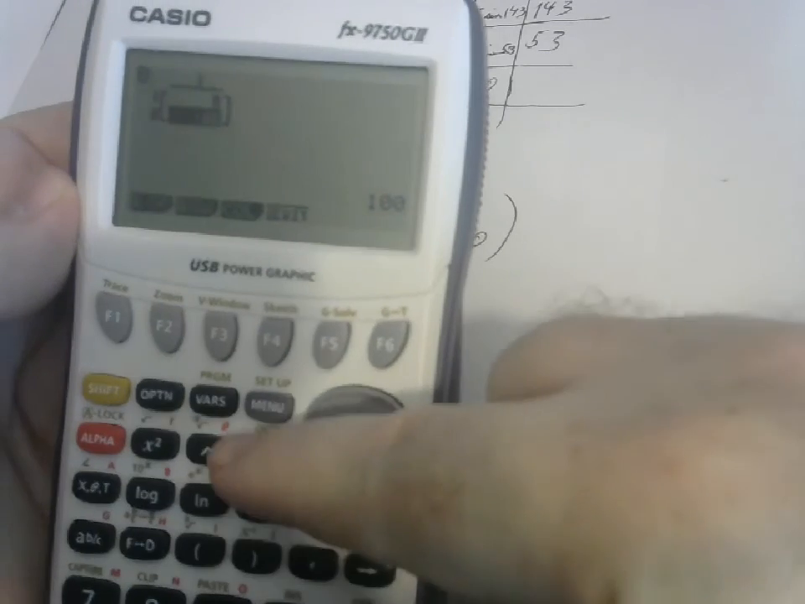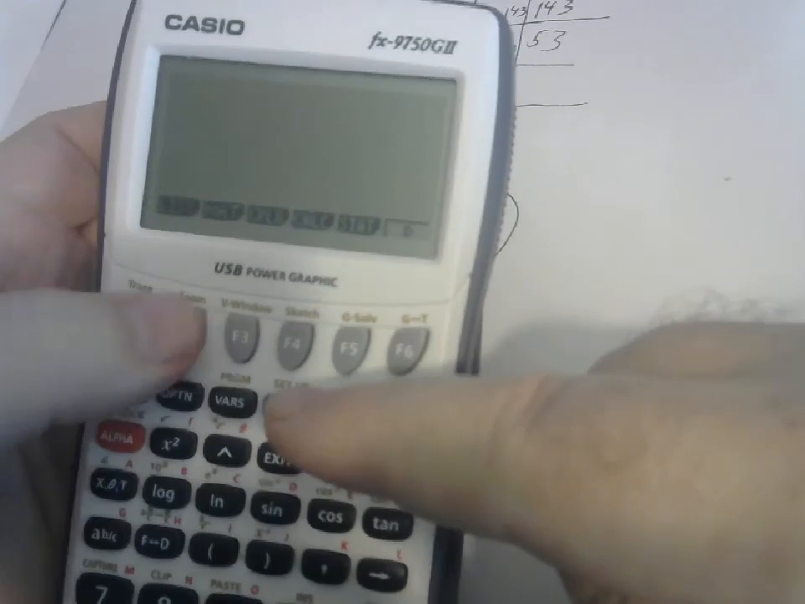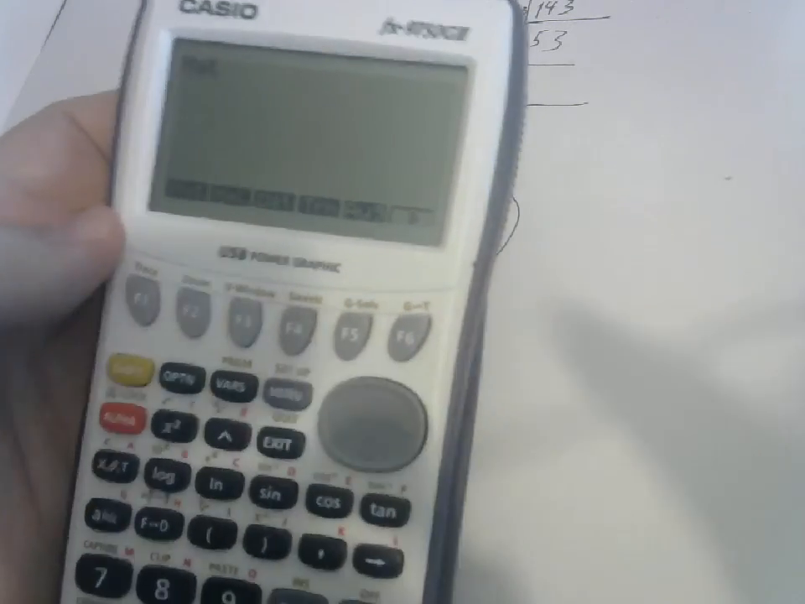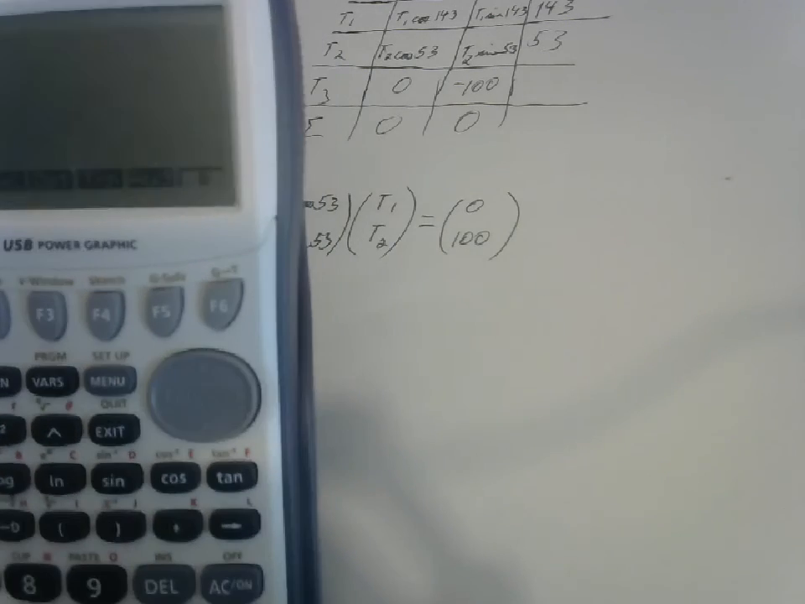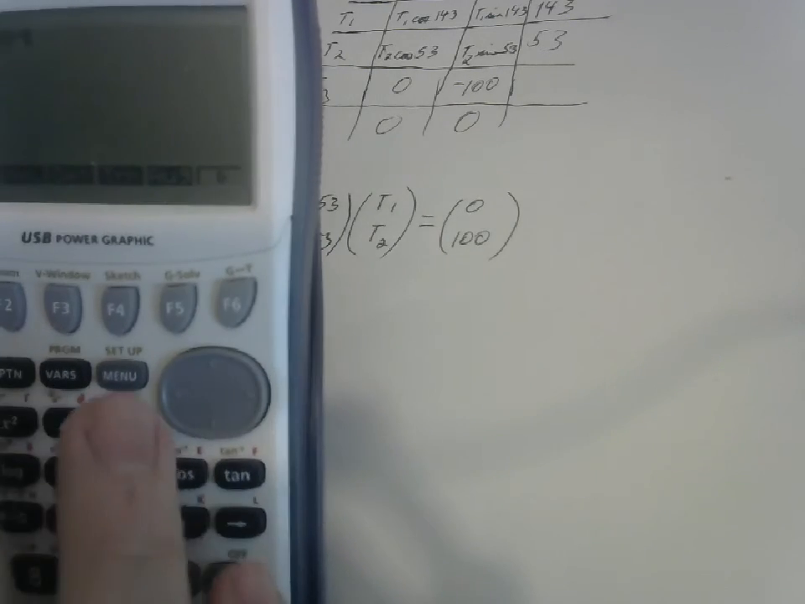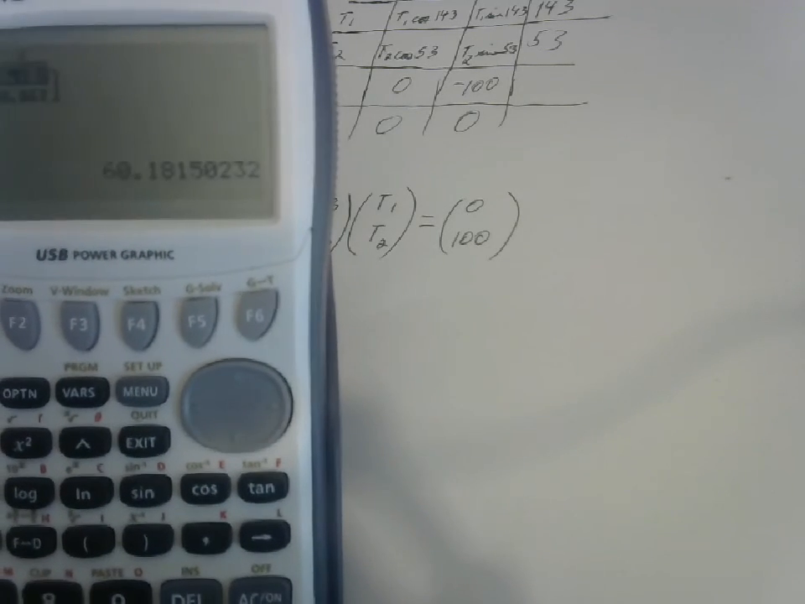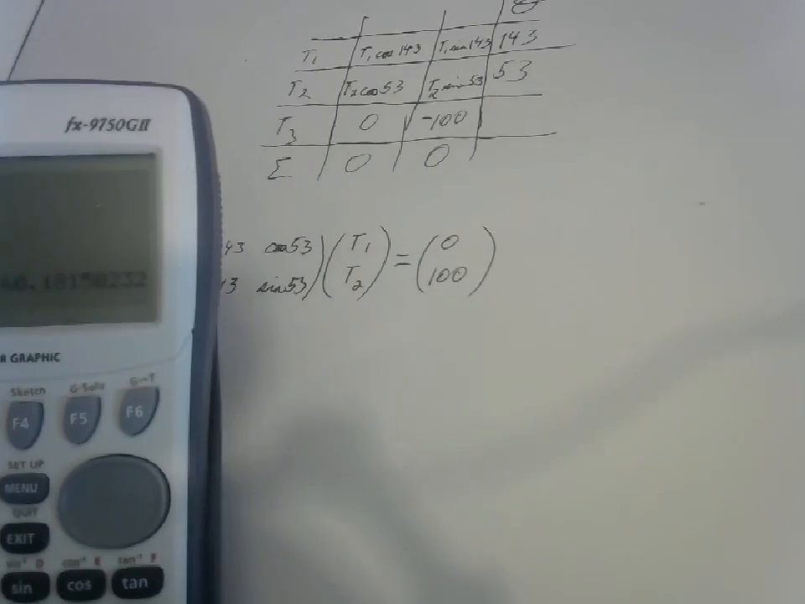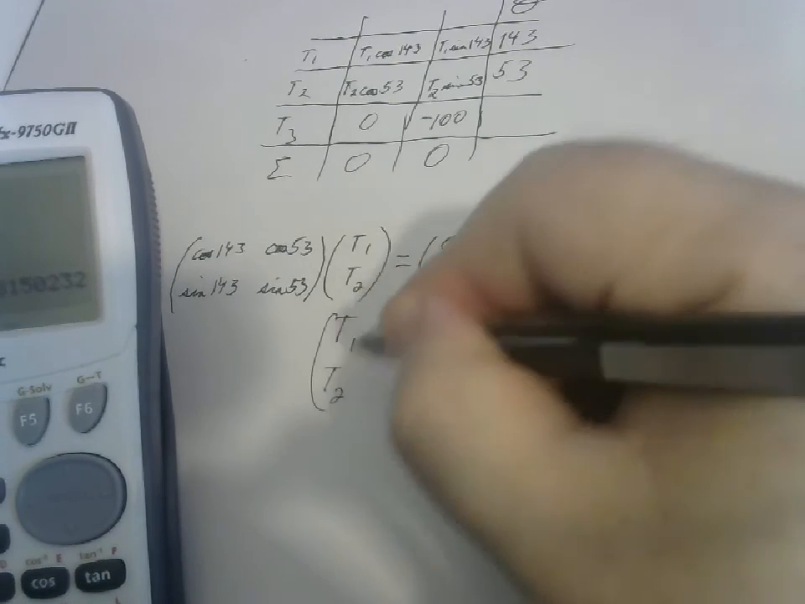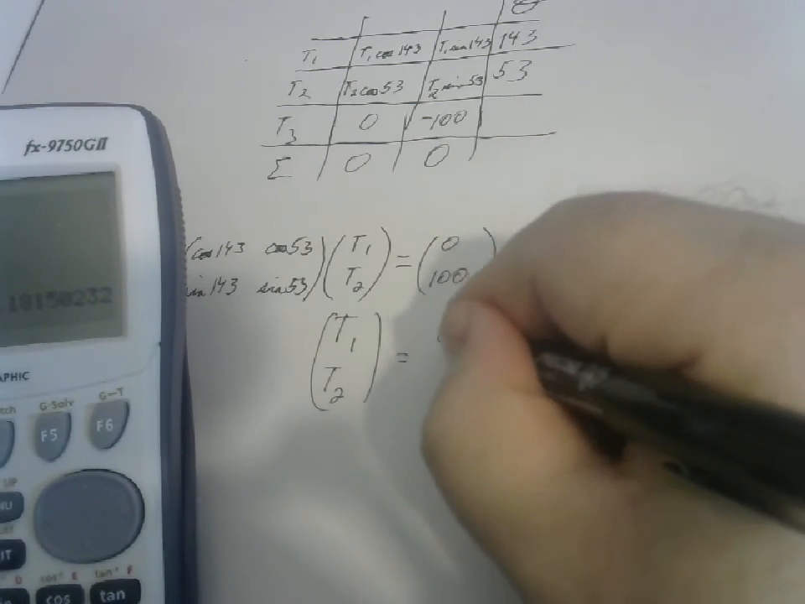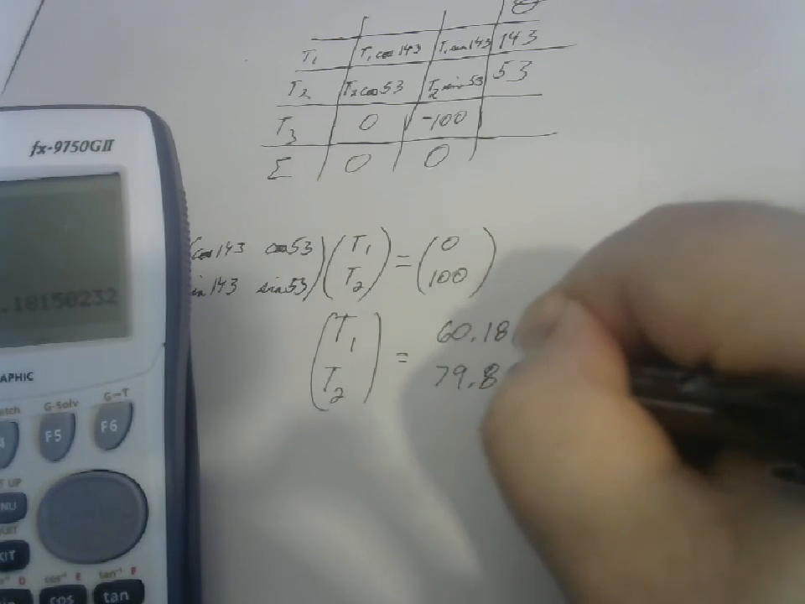And then exit, exit, and we want to do option matrix, matrix alpha A, and we need to find the inverse key, shift inverse, and then matrix alpha B, and that gives us our values for T1, T2, equals 60.181 and 79.863.